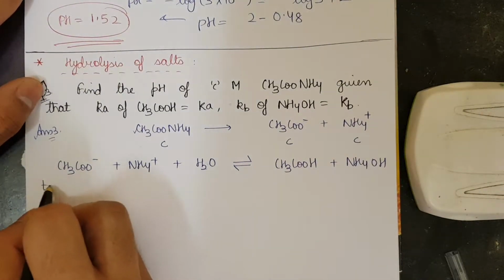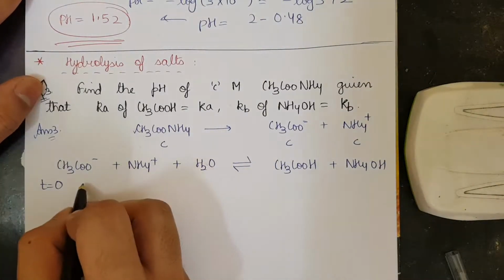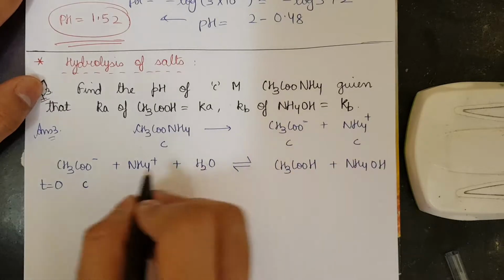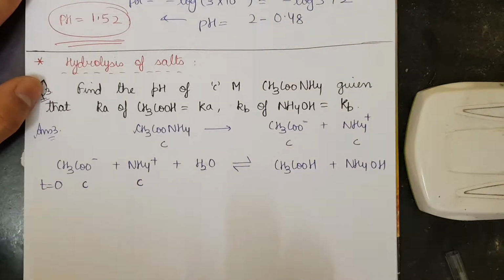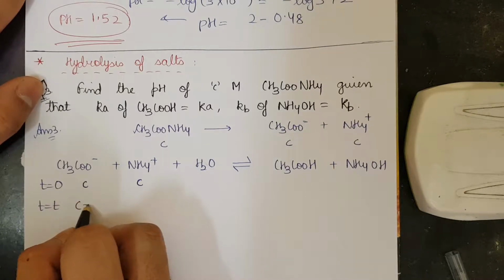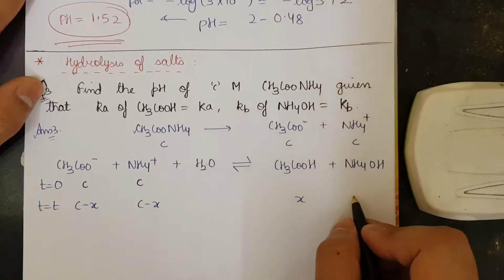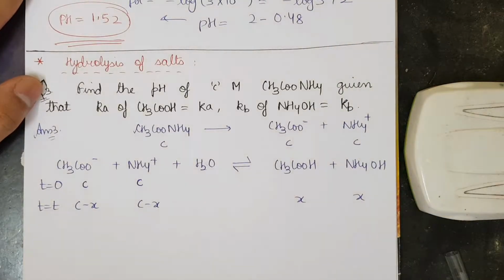At time t is equal to 0, we have been given that this concentration is equal to C and this concentration is also equal to C. At time t is equal to T, this would be equal to some C minus X. This is also some C minus X. Here we would get X and here also we would get the value to be X. Okay, is that clear to you?